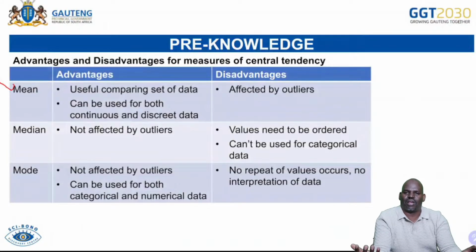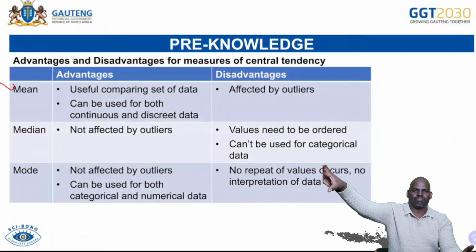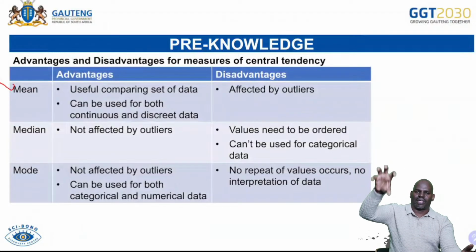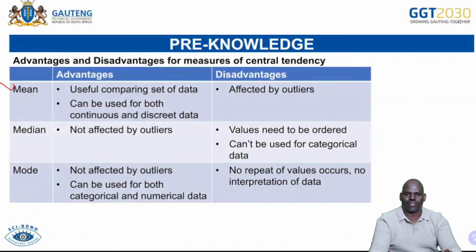Like, for instance, in a class, if you write a test and most of you are getting marks in the 30s, 40s, 50s, maybe it was a very difficult test, and all of a sudden there's this brilliant learner who got 99 or 98. So that learner is too far from the other learners. In other words, that learner's mark is too high compared to the rest of the learners.